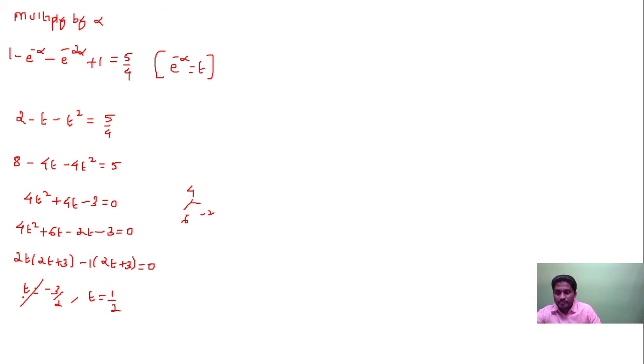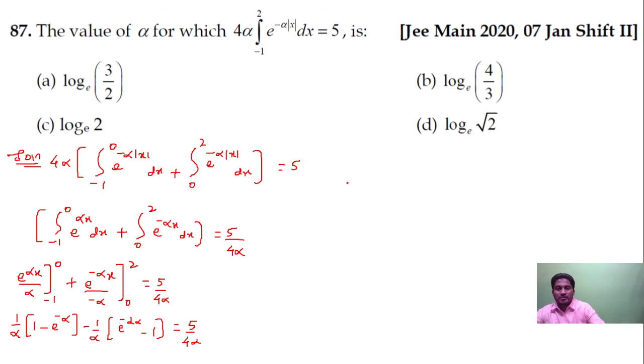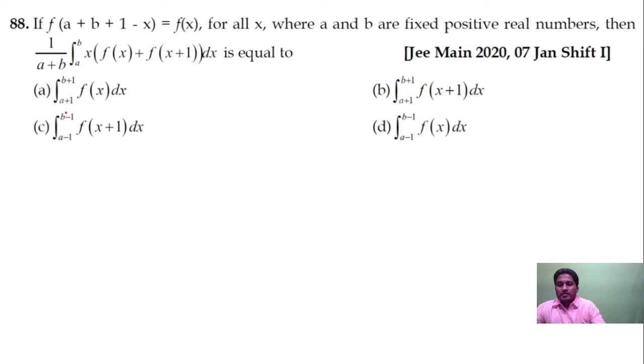Okay, t cannot be minus 3 by 2 because t is actually e power minus alpha. So e power x cannot be negative. So this is equal to 1 upon 2. So minus alpha is equal to log 1 by 2 to the base e. Minus alpha is equal to log 1 by 2, which is minus log 2. Minus and minus cancels, alpha is equal to log 2 to the base e. That's the answer, option C, guys.